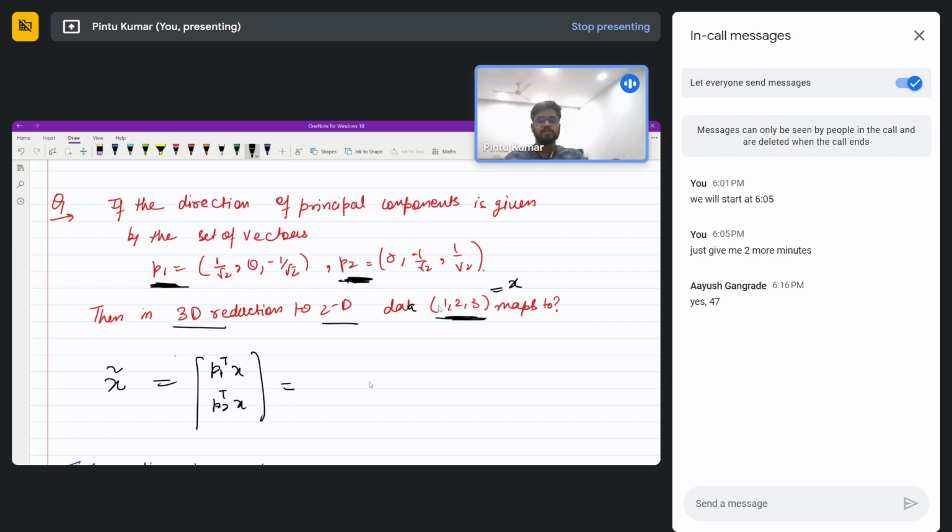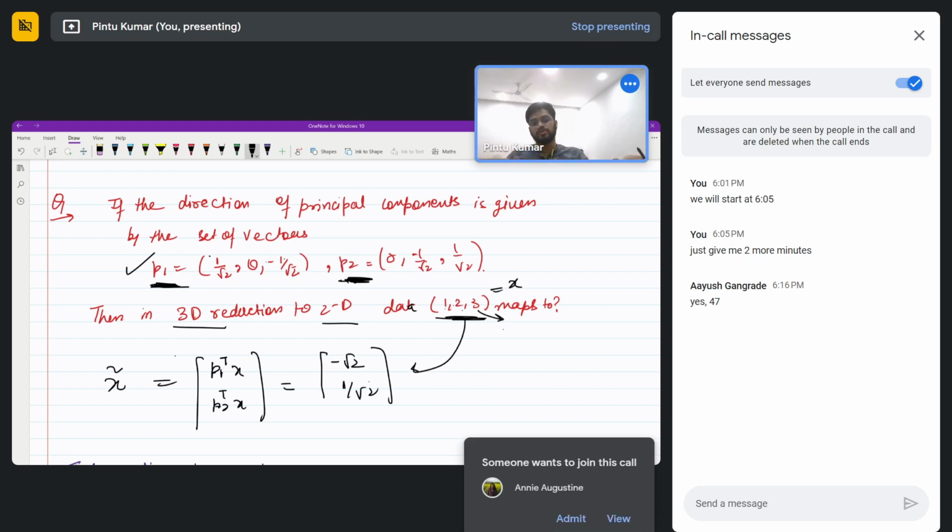So let's calculate P1 transpose x. This is 1 by root 2 plus 0 minus 3 by root 2. So this is minus 2 by root 2, which is nothing but minus root 2. What is the second component? This will be 0 minus 2 by root 2 plus 3 by root 2. This is 1 by root 2. So this is where this point gets mapped to if you do the dimensionality reduction. I think in the assignment you have only one vector, and you have to find the map of that data point. You don't need to do anything else. You just need to take the dot product.